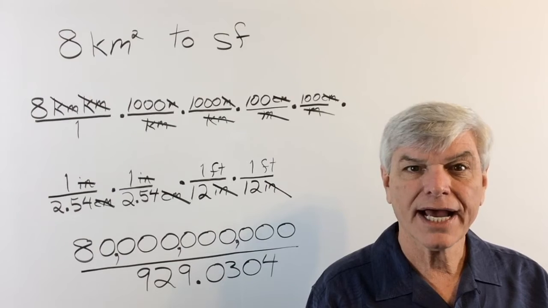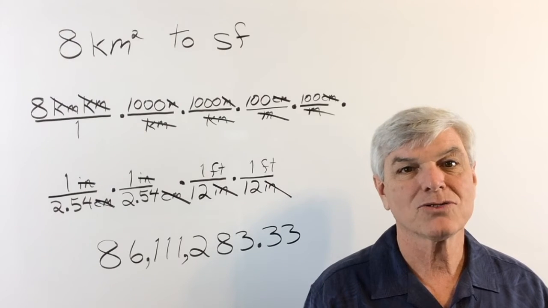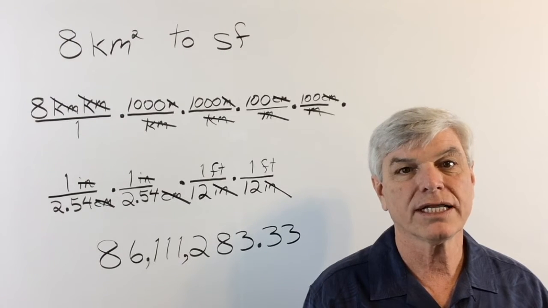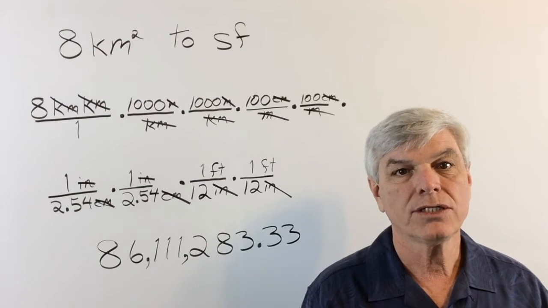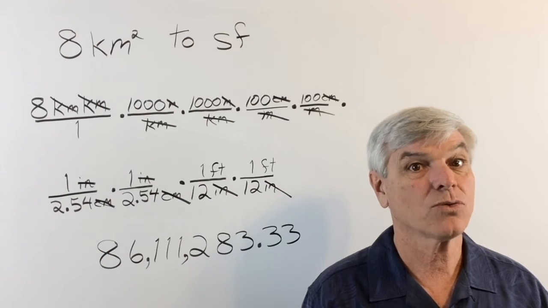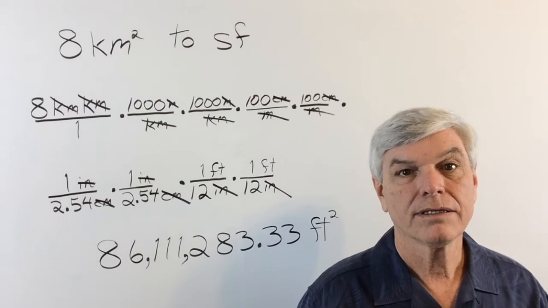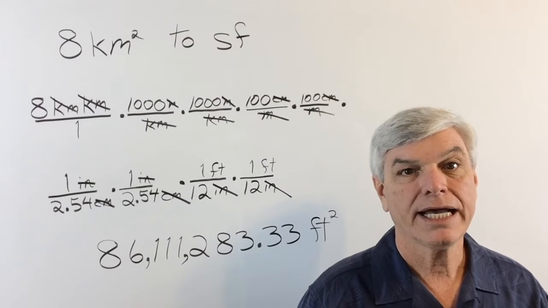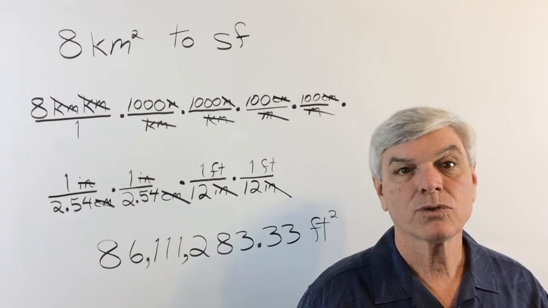And let's divide that out. So the answer is 86,111,283.33, and that 33 goes out into infinity. Correct? Now, you forgot to put square feet behind there. There you go, that's our answer. With the square foot behind it, I wrote FT. With the square behind the FT, you can write SF for square feet.